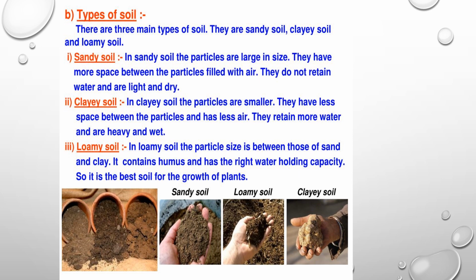The silt particles are smaller than sand grains but larger than clay particles. And loamy soil, or loam, contains equal amounts of sand and silt. It drains water well, has air spaces and retains nutrients. It is suitable for crop cultivation and gardening.